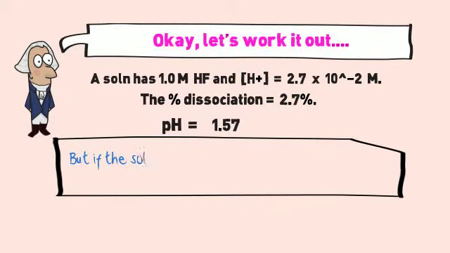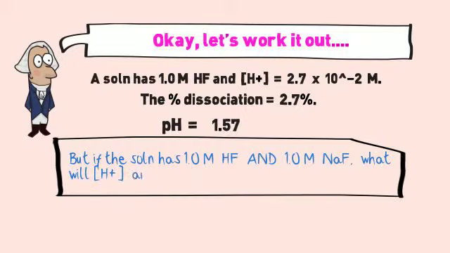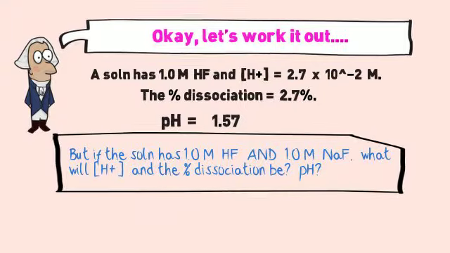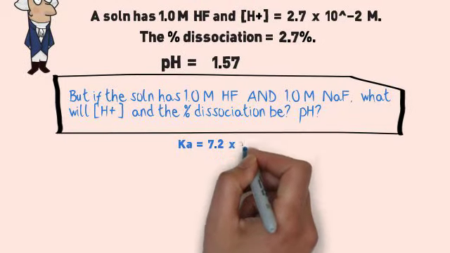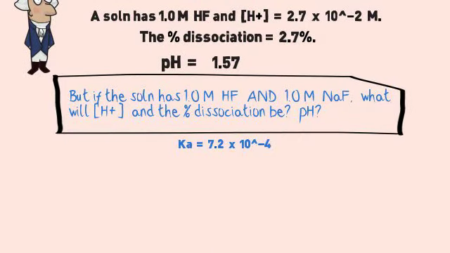However, if we add NaF to the solution, 1 molar of NaF, let's see what happens. What will the concentration of hydrogen ion be and the percent dissociation be? And on top of that, what's the pH? So let's take a look at that. Here's your Ka. 7.2 times 10 to the negative fourth is the Ka for HF. And if you don't want to try it yourself, let's just keep going.